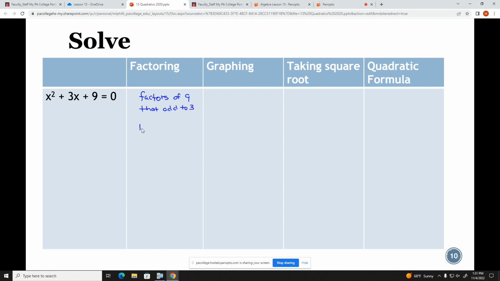Well, factors of 9 would be 1 times 9. That does not add to 3. Or 3 times 3. That does not add to 3. So I'm going to conclude that I can't factor. So I move on. The next option is graphing.